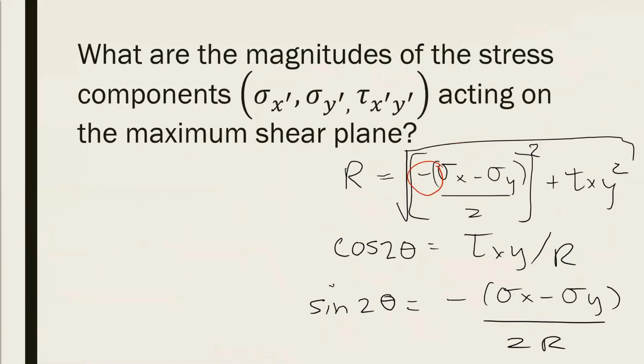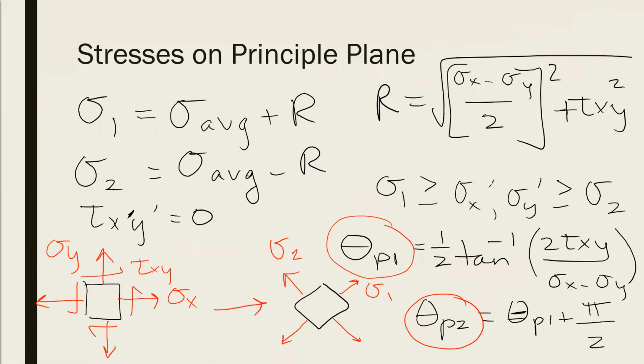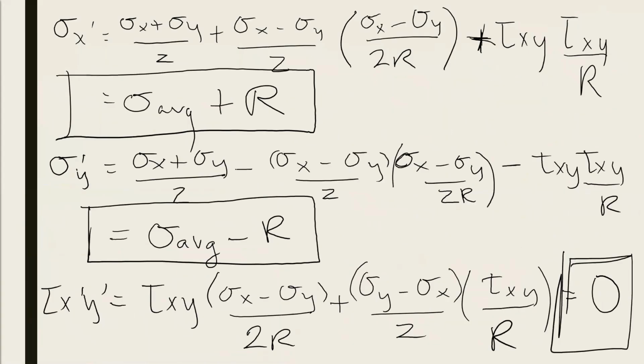I also want you to know that when we're talking about our principal plane, the normal stresses are sigma average plus R and sigma average minus R, and your shear stress is 0. Those are the 6 things, maybe 7 if you count R separately, that I want you to know from today's lecture.